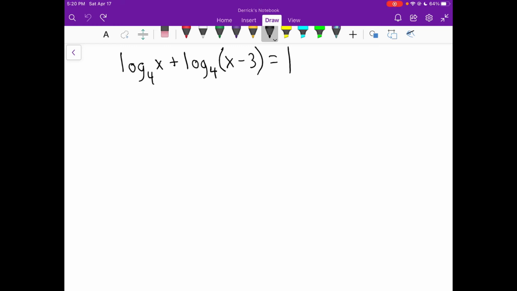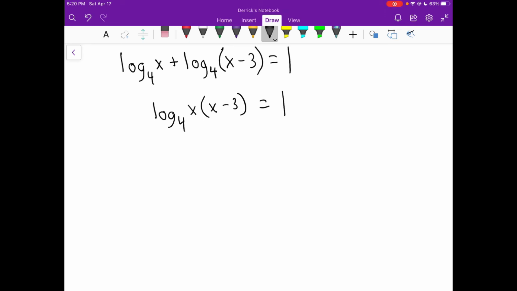We know from our last example, and really from our properties of logarithms notes that we've done in earlier videos, that we can condense or combine these two logs together. Addition in this case condensing to multiplication. Meaning we could write this as the log base 4 of x times x minus 3 equals 1. And now we have a single logarithmic term.